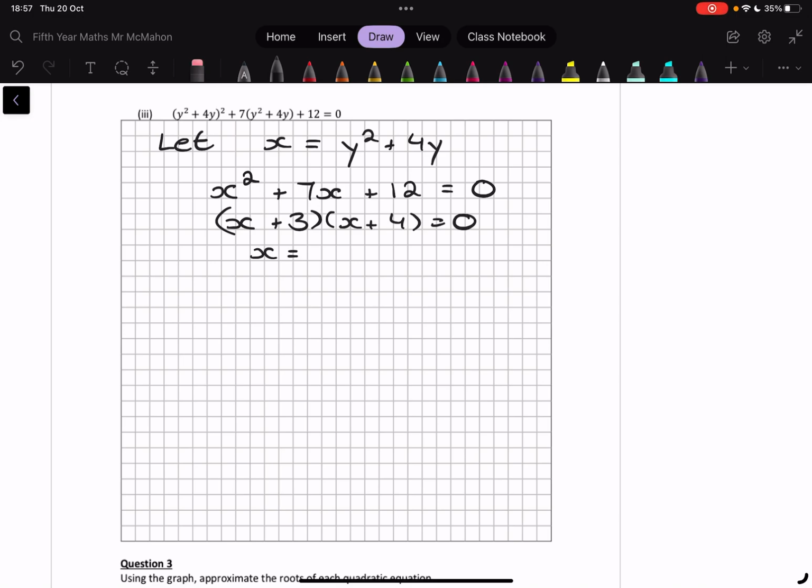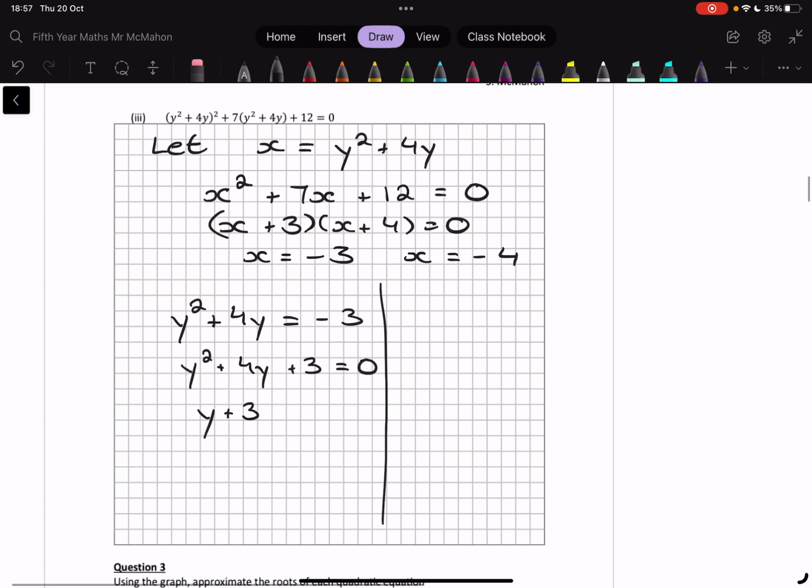Skipping ahead here just to go straight to our factorizing, straight to our brackets, I'll get that the two answers for x are x plus 3 and x plus 4. We then have to use our earlier substitution. So we'll work on this side first, rearrange it to get a new quadratic. We're now looking for two numbers that multiply to give you 3 and add to give you 4, and those two numbers would be 3 and 1, and we get that y is minus 3 and y is minus 1.